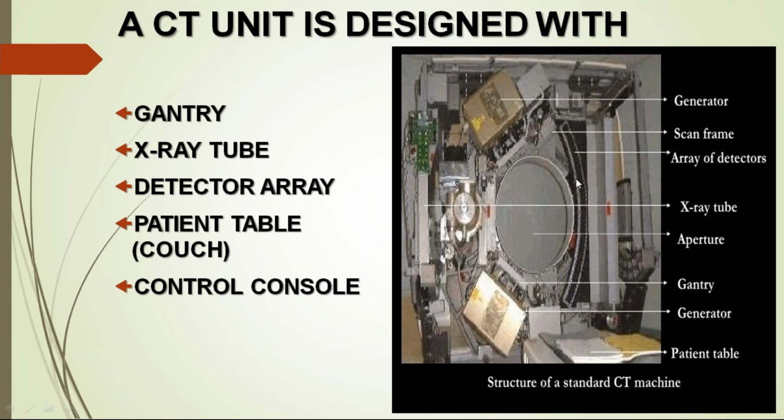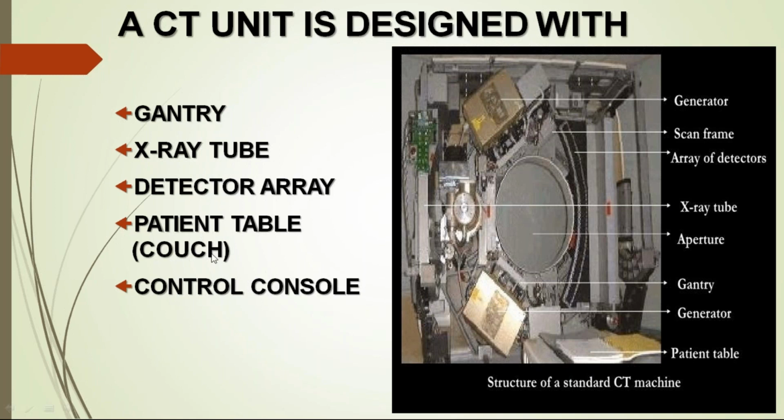See the CT unit. Okay, normal standard CT machine. If we see the inner parts, it will be seen like this. It has mainly the gantry. We will all see the outer round part. This one is the gantry, and it contains the X-ray tube, detector array, patient table, and control console.